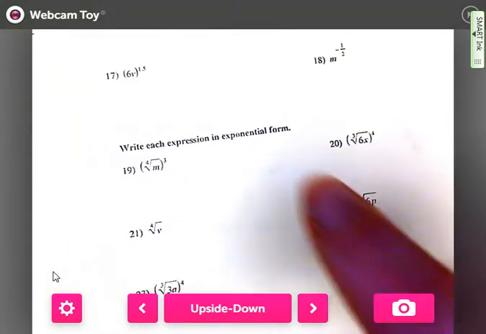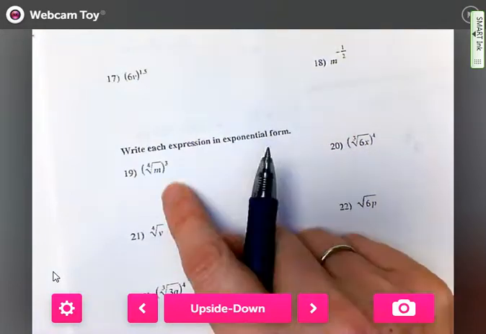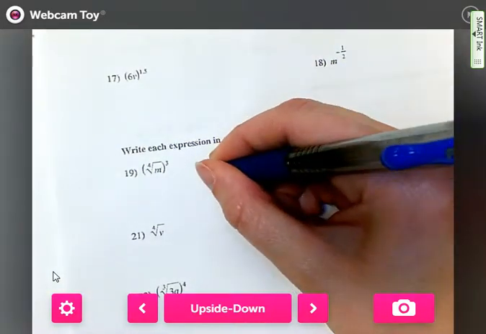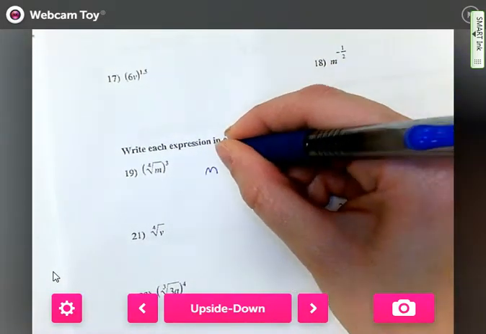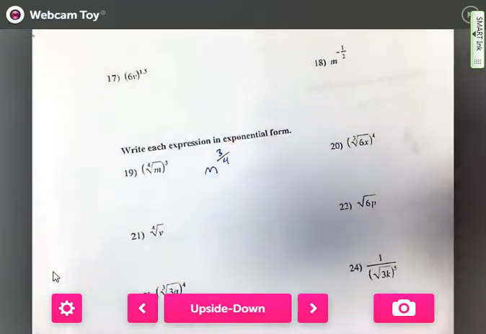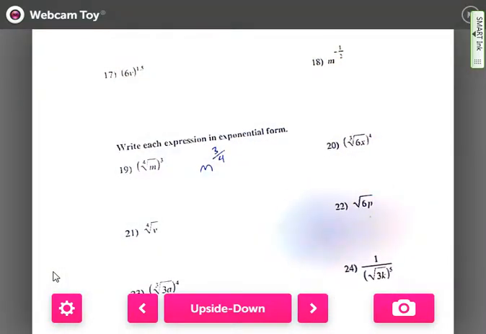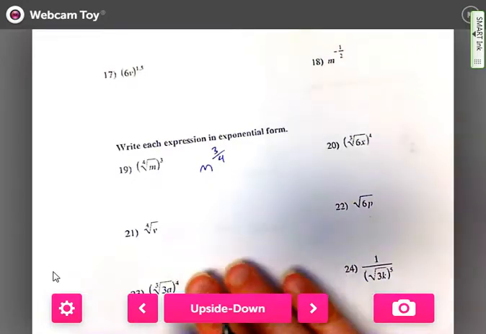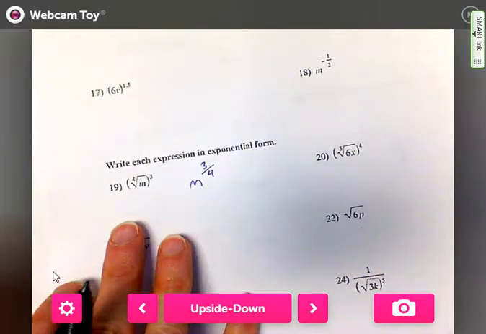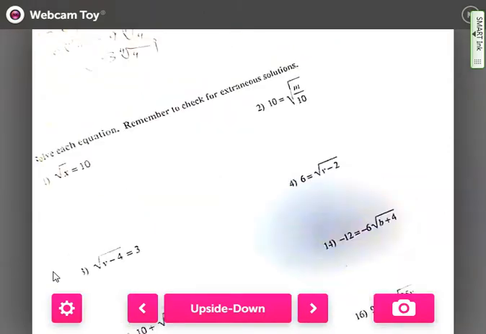Write each expression in exponential form, so I'm going to look at number 19. We've got m to the 3rd power, 3/4 power. So this first page, front and back, should be real straightforward. Okay, let's turn it over and look at the back page.